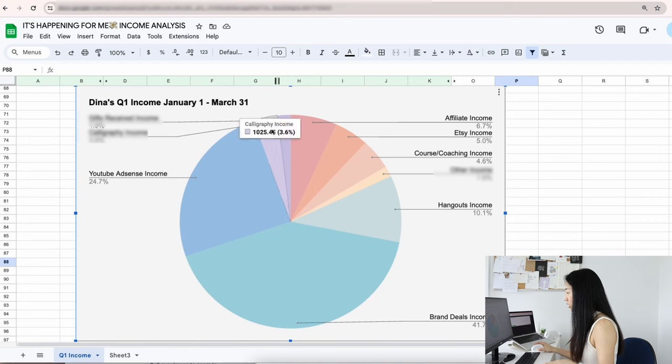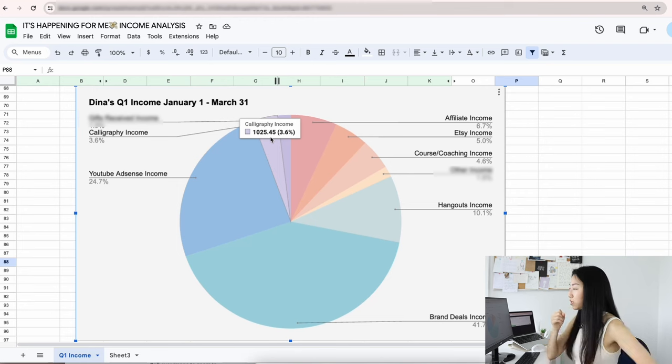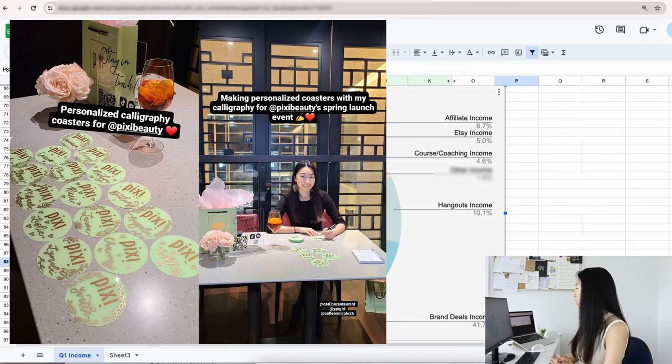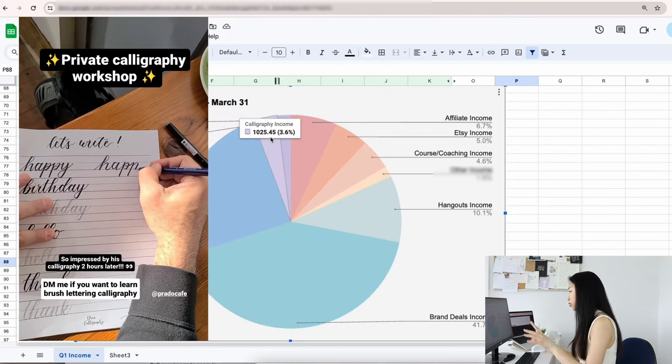The next one is calligraphy income. About $1,000, about half of it came from a project that I did in December. And then I just finally got paid in January. There was an on-site calligraphy event that I did. And then I also taught a private calligraphy workshop. So all those three things added up to $1,000.